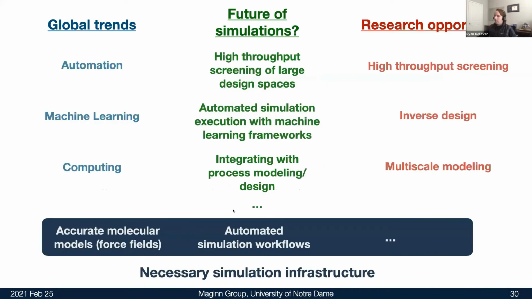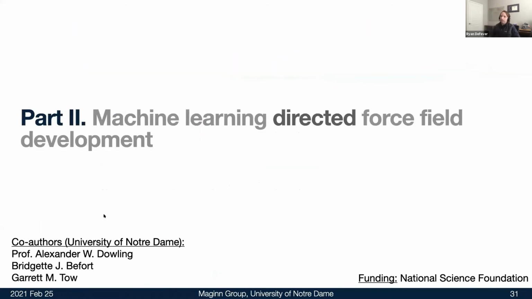Okay, so I started here. I've now talked about automated simulation workflows and what we can do to try to move in a direction of making that more accessible. The second thing I want to talk about is trying to develop more accurate force fields. And so the title for the second part of my talk is Machine Learning Directed Force Field Development.